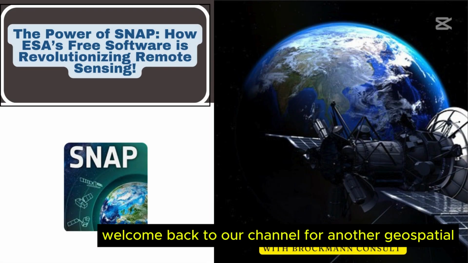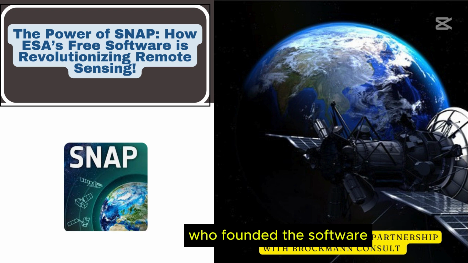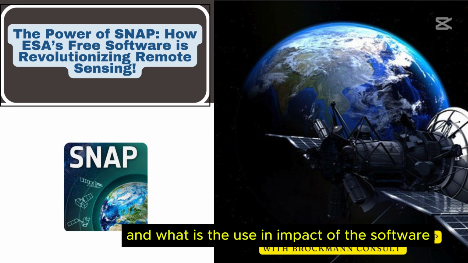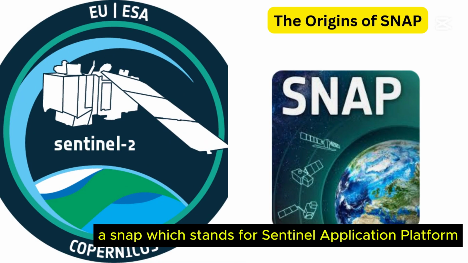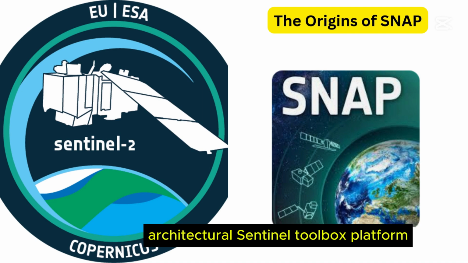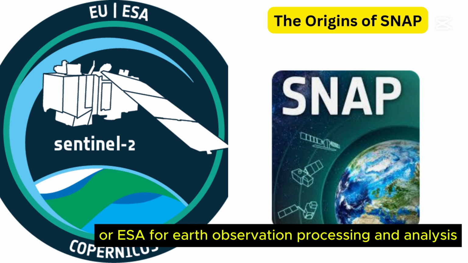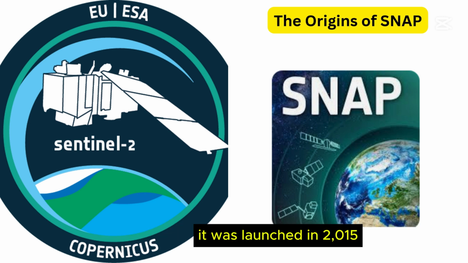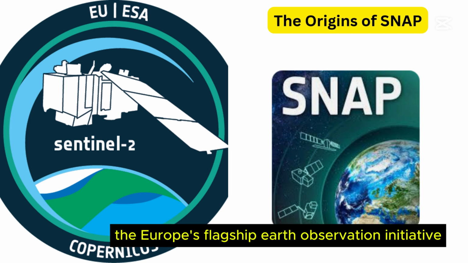Welcome back to our channel for another geospatial fun fact video, as we explore what is SNAP software, who founded the software, and what is the use and impact of the software within the geospatial industry. SNAP, which stands for Sentinel Application Platform, is a free, open-source software architectural Sentinel toolbox platform developed by Brockmann Consult in collaboration with the European Space Agency, or ESA, for Earth observation processing and analysis. It was launched in 2015 as part of ESA's Copernicus program, Europe's flagship Earth observation initiative.